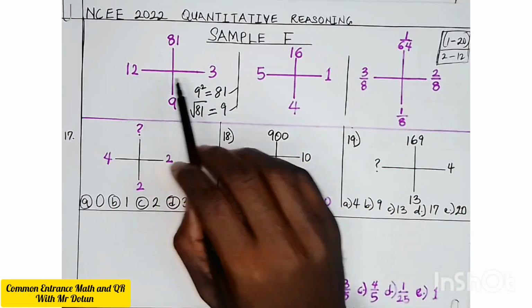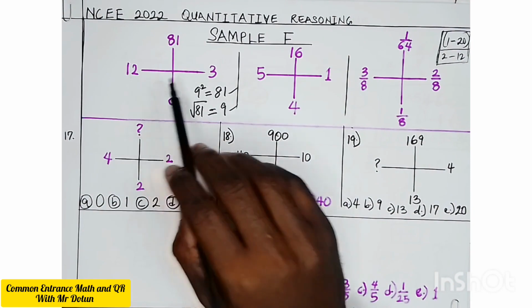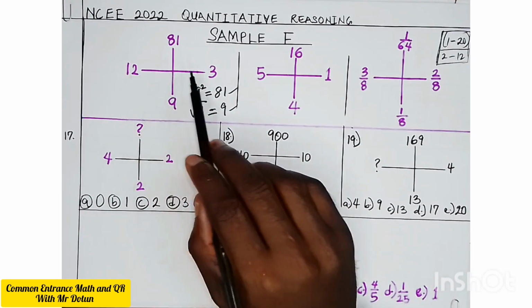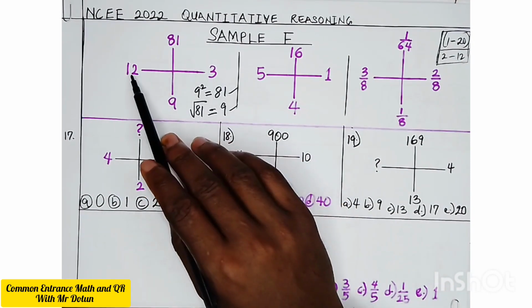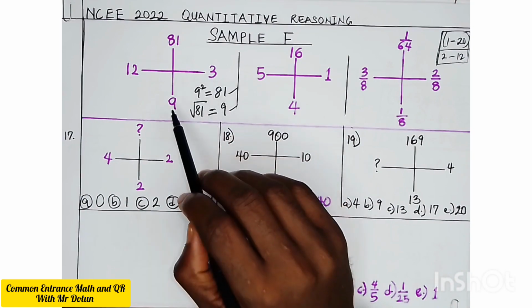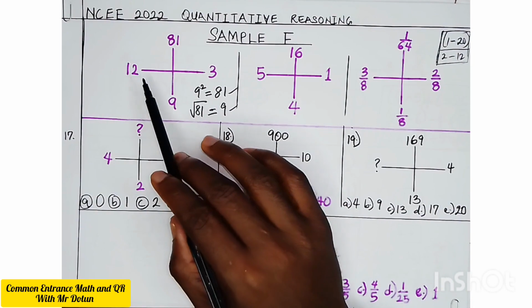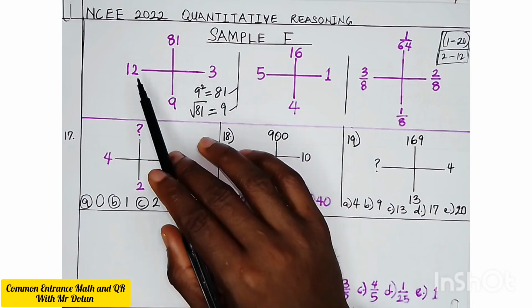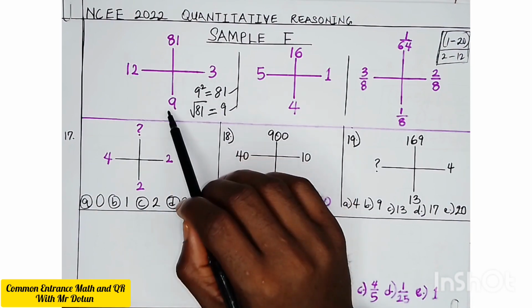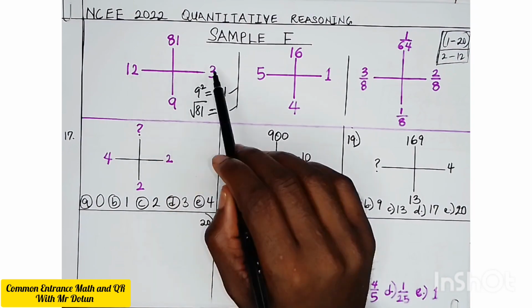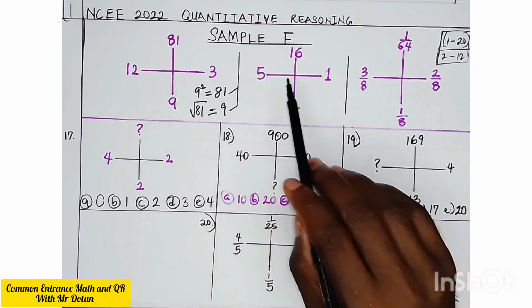So we're left with these two guys here. When we look at 12 and 3, what can we do with 12 and 3 to get either 9 or 81? 12 plus 3 is 15. 12 minus 3 is 9. Okay, subtraction. So 12 minus 3 is 9. Let's check with this.